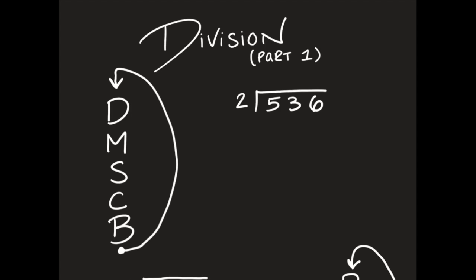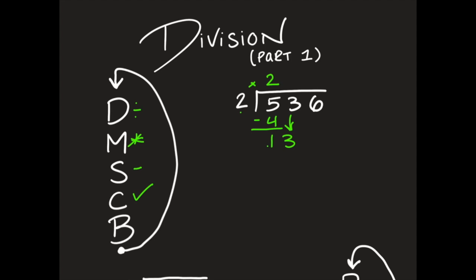So the first thing I'm going to do is divide. How many groups of 2 can go into 5? So 5 divided by 2, I'm going to put a 2 up here. Now I'm going to come over here and multiply. 2 times 2 is 4. I'm going to subtract. 5 minus 4 is 1. I'm going to check to see that 1 is smaller than 2, my divisor. I'm good. And I'm going to bring down my next number, which is a 3.